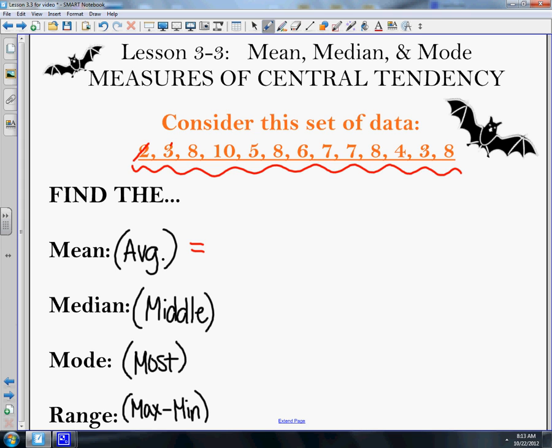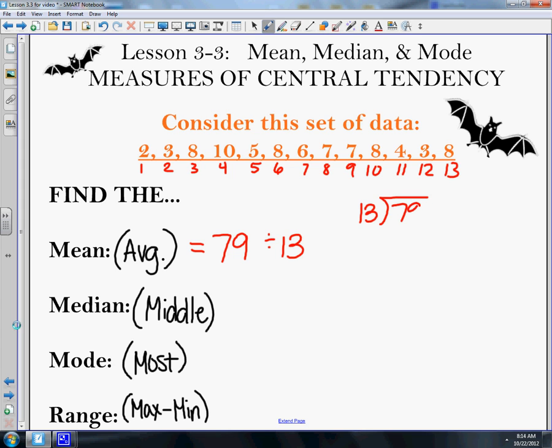So 2 plus 3 is 5, plus 8 is 13, plus 10 is 23, plus 5 is 28, plus 8 is 36, plus 6 is 42, plus 7 is 49, plus 7 is 56, plus 4, I'm going to make that easy, is 60, plus 8 is 68, plus 3 is 71, plus 8 is 79, so I got a total of 79, and I'm going to divide it by 1, 2, 3, 4, 5, 6, 7, 8, 9, 10, 11, 12, 13 numbers.